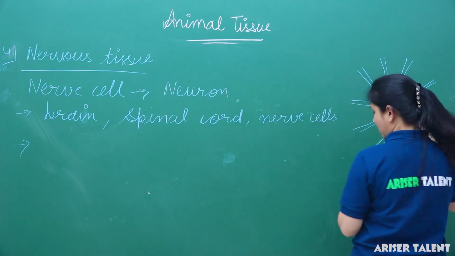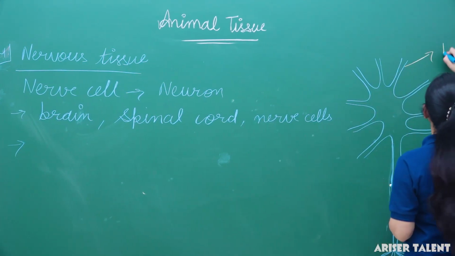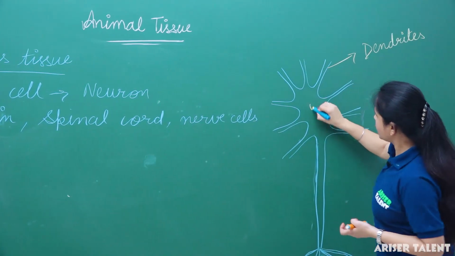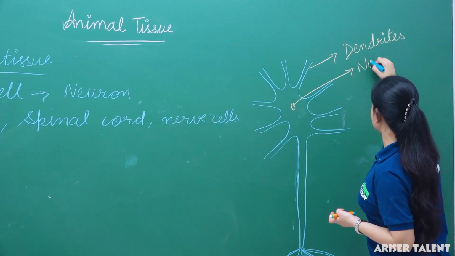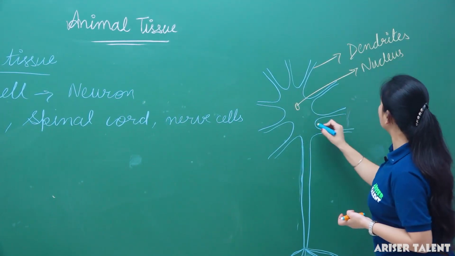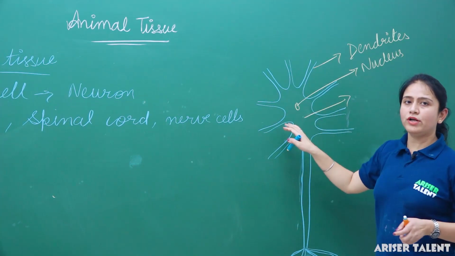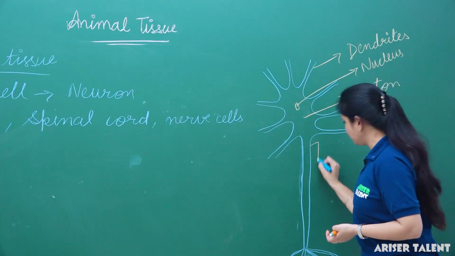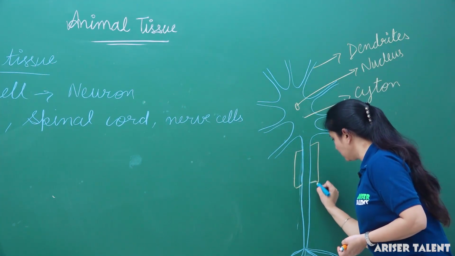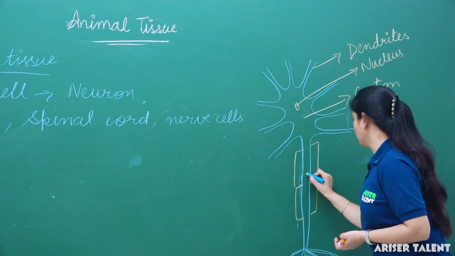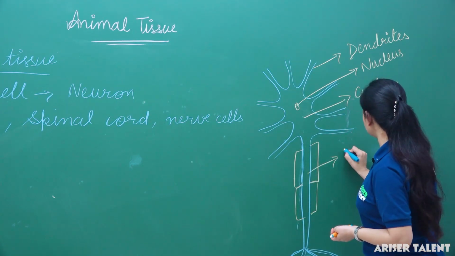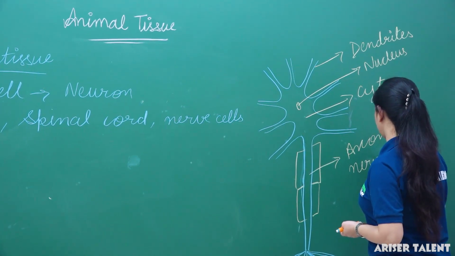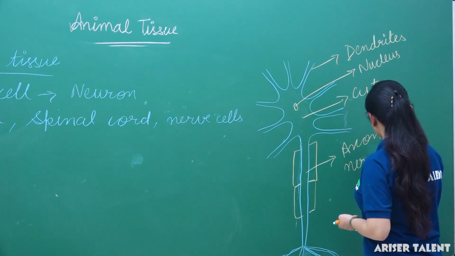Okay. So these are dendrites. In the center is the nucleus, and this cell body part is known as cyton. The lower part which has nerve fibers is called axon or nerve fiber. So this is the structure of a single neuron.